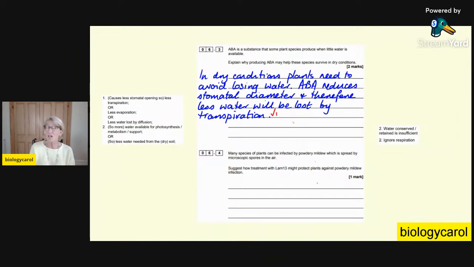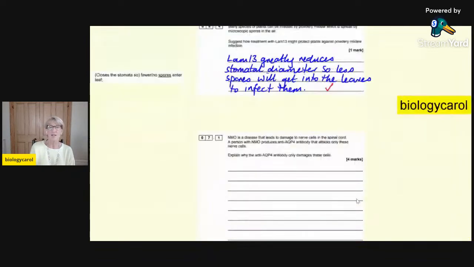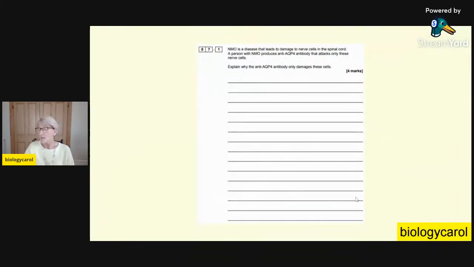Well, stomata are holes, and we've been told that these spores are microscopic. They'll go whizzing straight through the holes and therefore infect the plant. So this is what I wrote. So less spores will get into the leaves to infect the plant. And here is the mark scheme, and there's your mark point.